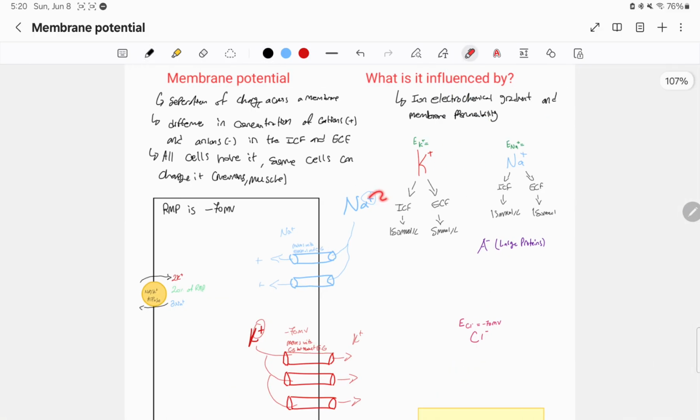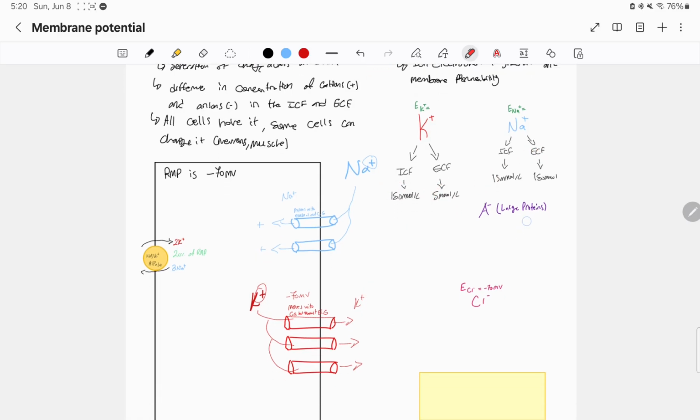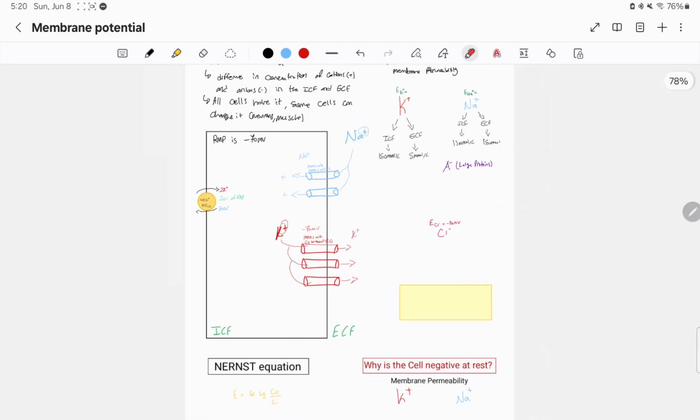We said that sodium is higher outside than inside, and potassium would be higher inside than outside. Okay, great. That's just kind of rewording everything we said. But if I were to figure out these guys' equilibrium potential, which, by the way, is the point at which these ion movements stop. Okay, so for example, potassium. Okay, it likes to go down its concentration gradient outside.